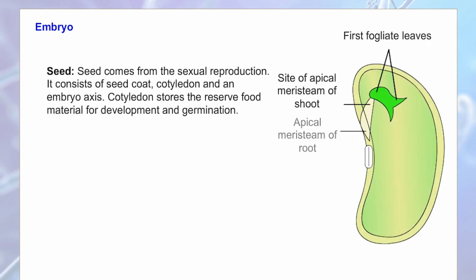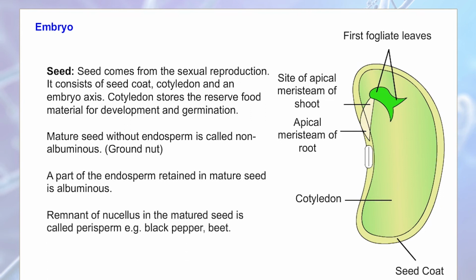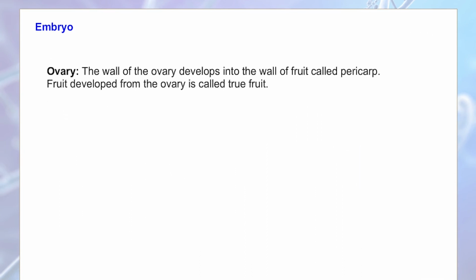Seed. Seed comes from the sexual reproduction. It consists of seed coat, cotyledon and an embryo axis. Cotyledon stores the reserve food material for development and germination. Mature seed without endosperm is called non-albuminous, for example groundnut. A part of the endosperm retained in mature seed is albuminous. Remnant of the nucellus in the matured seed is called perisperm. Example: black pepper, beet.